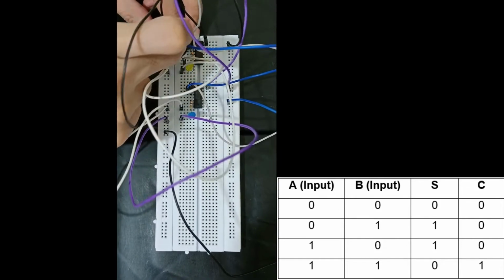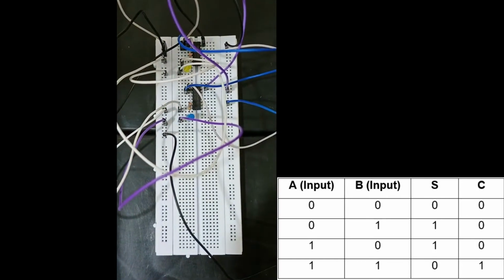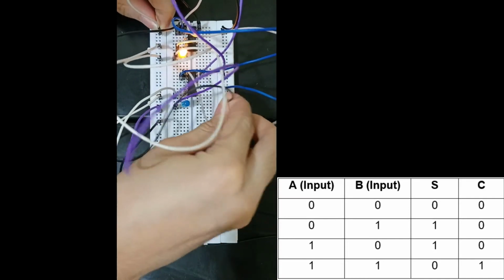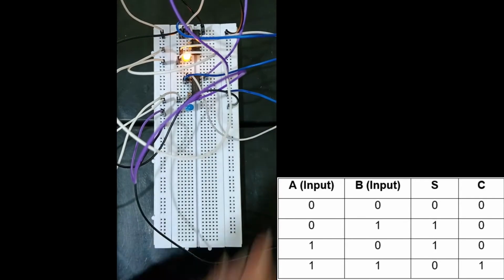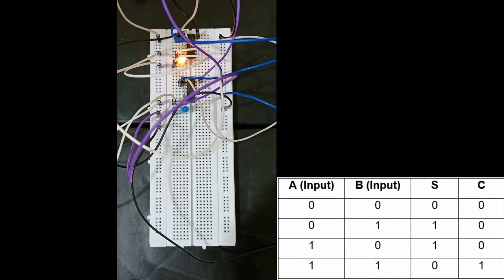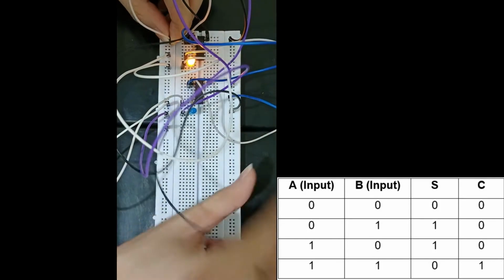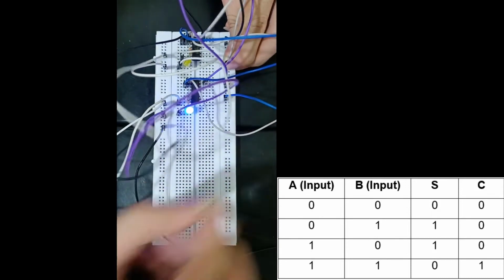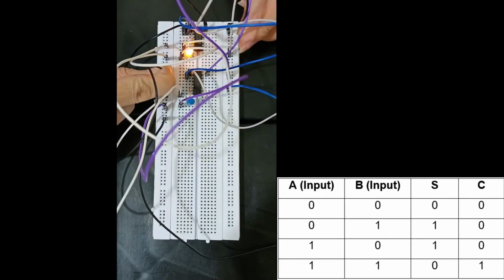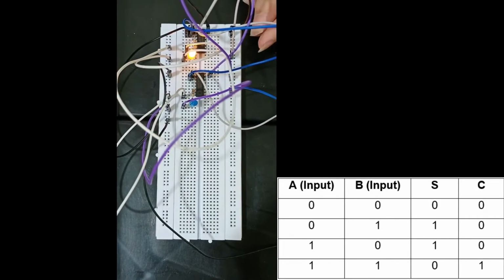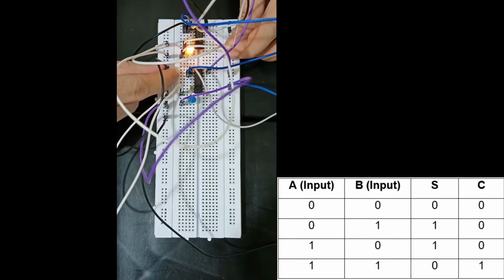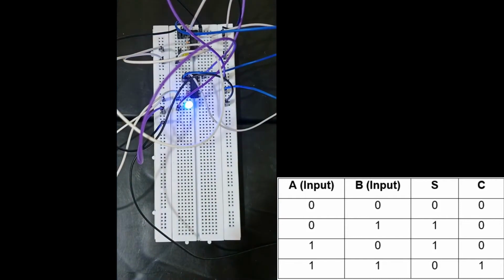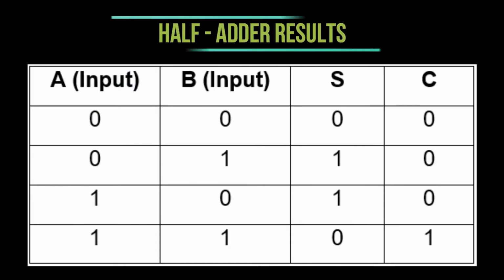If both inputs are 0, the output will be off. Then, we place the input Y to 1, the output will be 1 and 0. If inputs are 1 and 0, the outputs are 1 and 0. If both inputs are 1, the output will be 0 and 1. And here are the results.